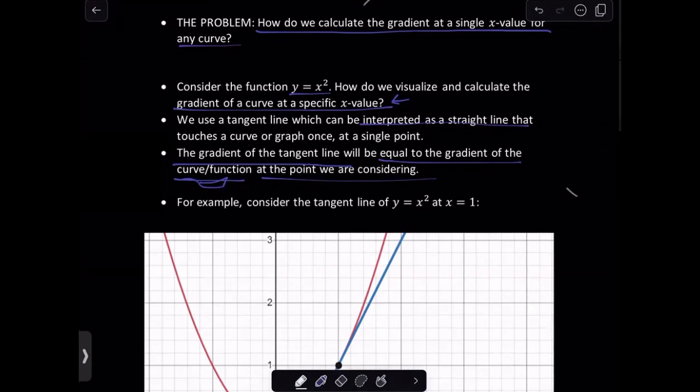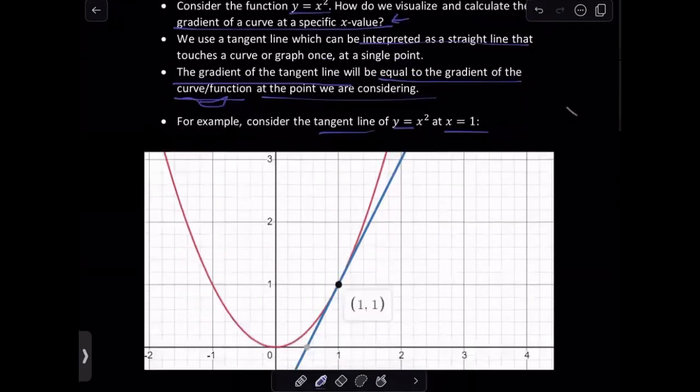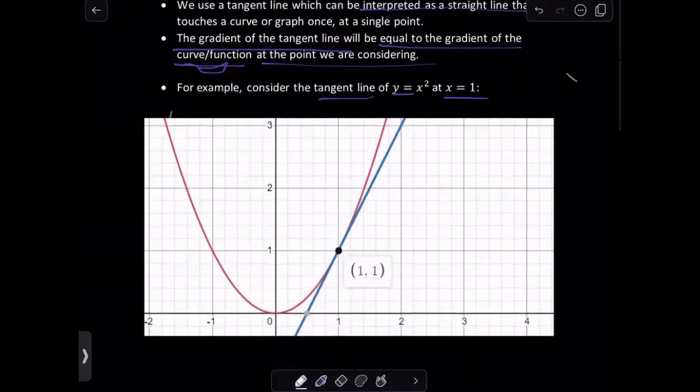Okay, so for example, I want you to consider the tangent line of y is equal to x squared, so the parabola, at x is equal to 1. So in red, I have the parabola y is equal to x squared. We go to x is equal to 1. There's that point there. Just let's make sure that's the correct point. X is equal to 1. We expect the y value to also be 1 because you sub in 1 in x squared, you'll get a y coordinate of 1. So we are at the correct point.